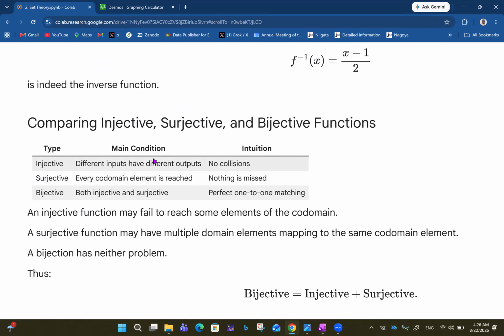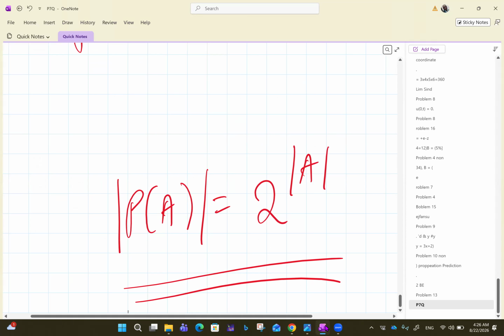So comparing injective, surjective, and bijective functions now. Injective, you have different inputs having different outputs, no collisions. Surjective, every codomain element is reached, nothing is missed. Bijective, both injective and surjective, so perfect one-to-one matching. An injective function may fail to reach some elements of the codomain. So this is what we mean by all these things now.